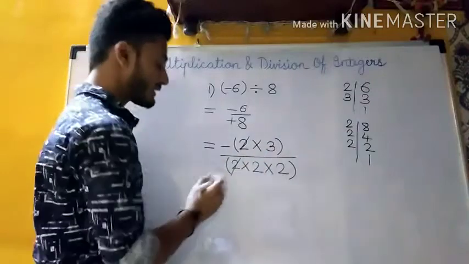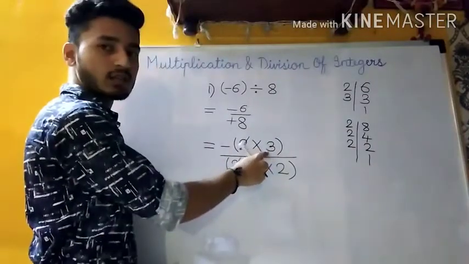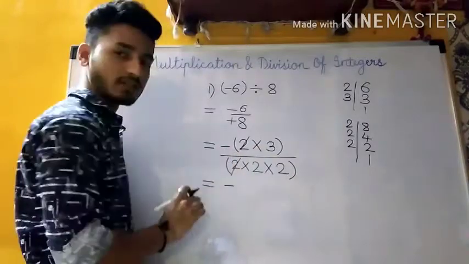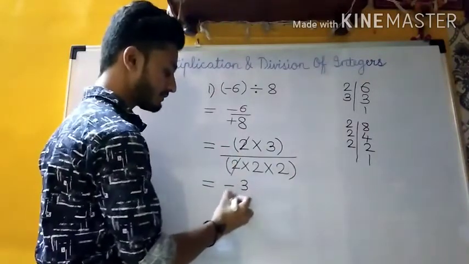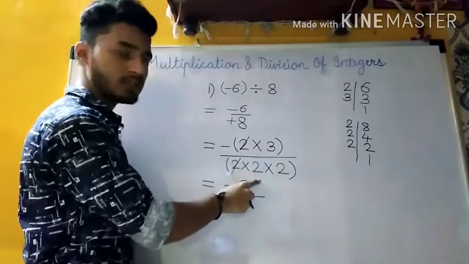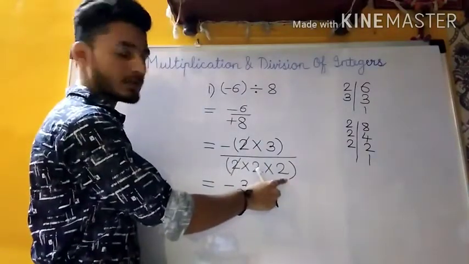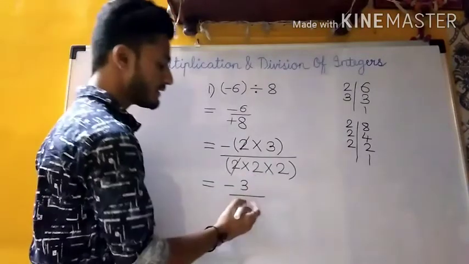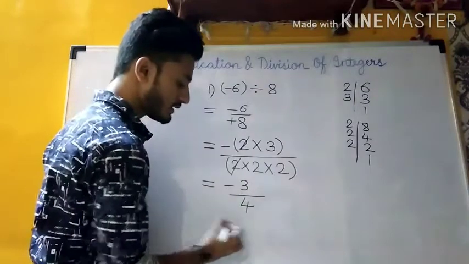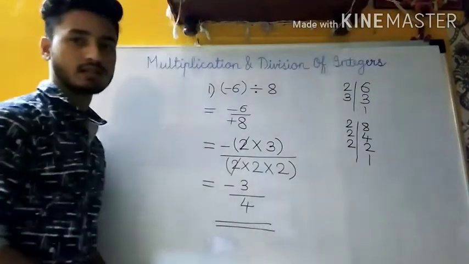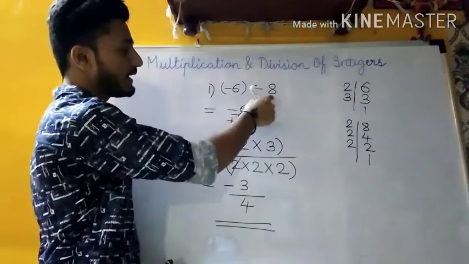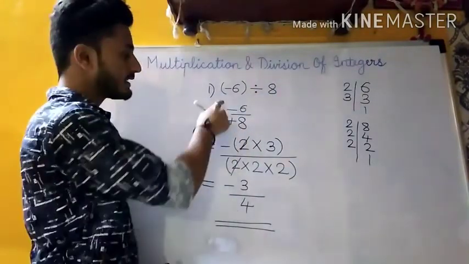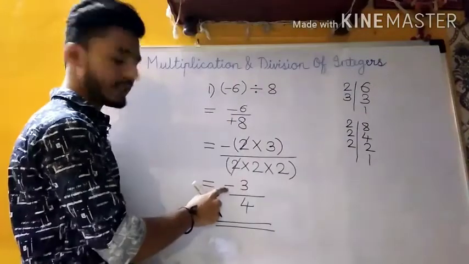So what is remaining now? Here 3 is alone, no one is there with 3, and here the sign is minus. So I'll write the sign first and then I'll write the number. In the denominator, 2 numbers are remaining. Which are those numbers? 2 and 2. Yes, so multiply those numbers and you will write the answer below. So 2 2s is 4. Okay, so this is your final answer. So -6 divided by 8 will give you -3 upon 4. Since the signs were opposite, I got a negative answer.